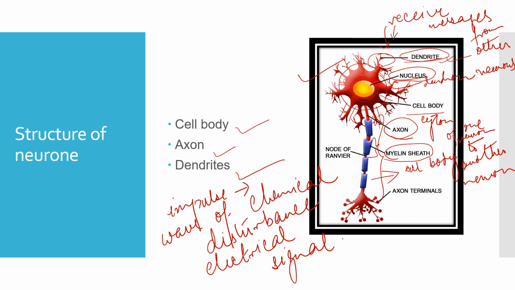Is it clear? This is the cell body or the cyton where the nucleus is. These are the dendrons, which are again branched into dendrites, and this is the axon part. The axon has a myelin sheath. At the ends of the axon are the axon terminals, through which the impulse is transmitted from one neuron to another, and the place between two neurons is called the synapse. That we will learn in the next slide.